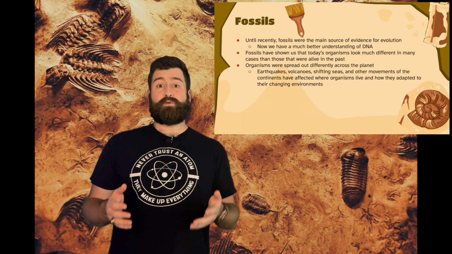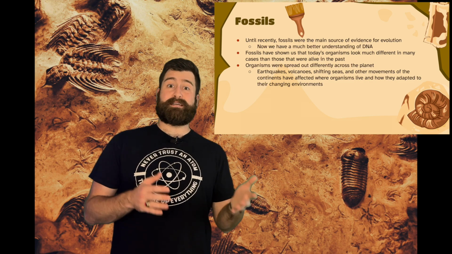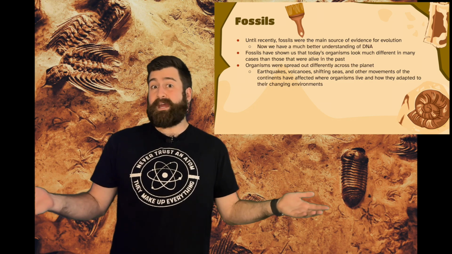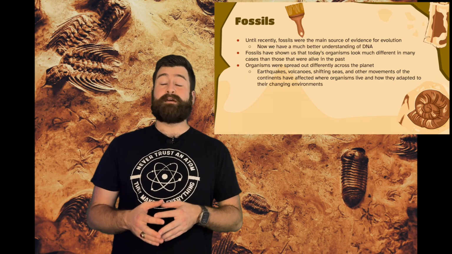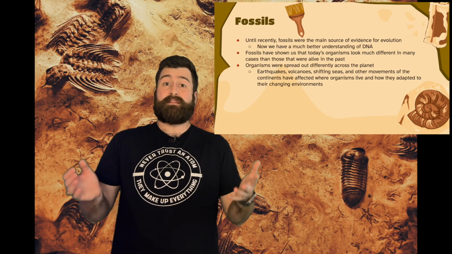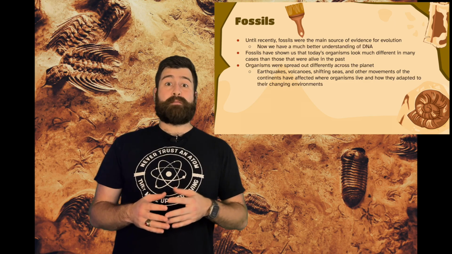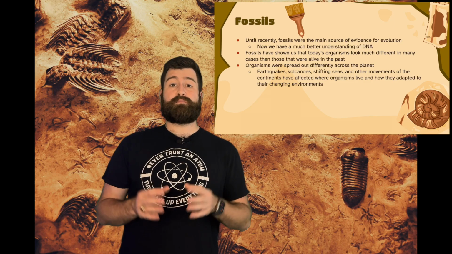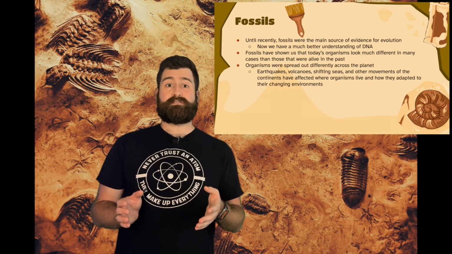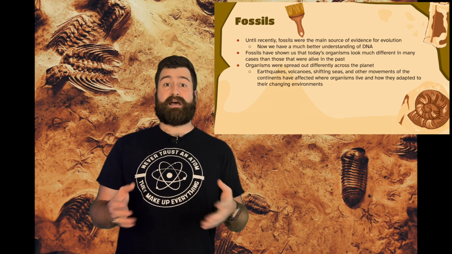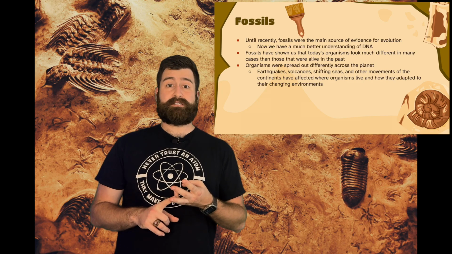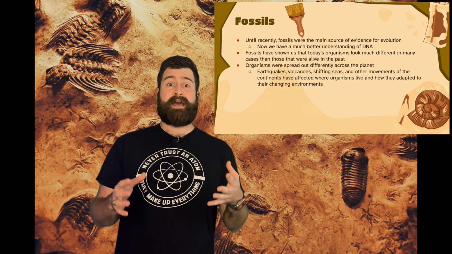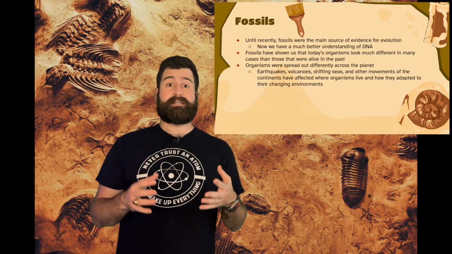Fossils have shown us that today's organisms look much different in many cases than those that we had around in the past. Organisms were also spread out differently across the planet, and we know this based on locations where we have found fossils. If you remember from the Theory of Evolution episode, we briefly talked about how Darwin found fossils of sea creatures in mountains on his voyage of the HMS Beagle.